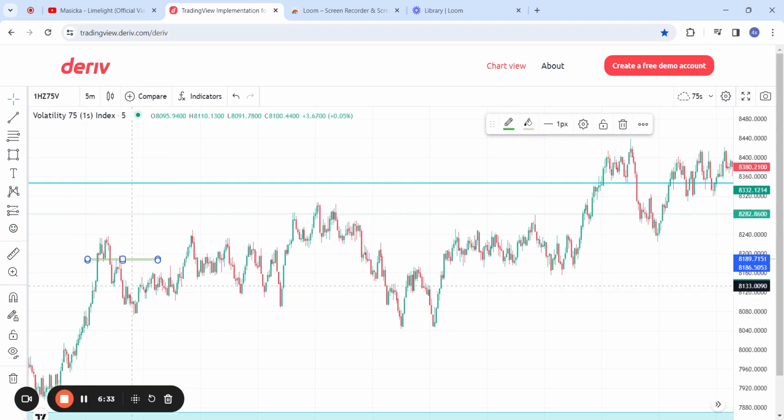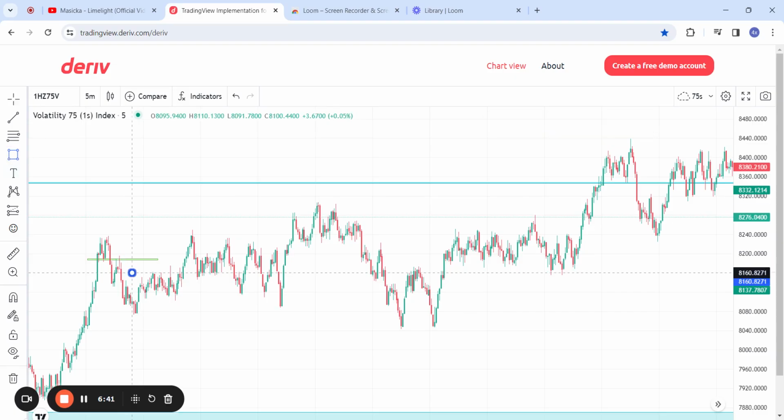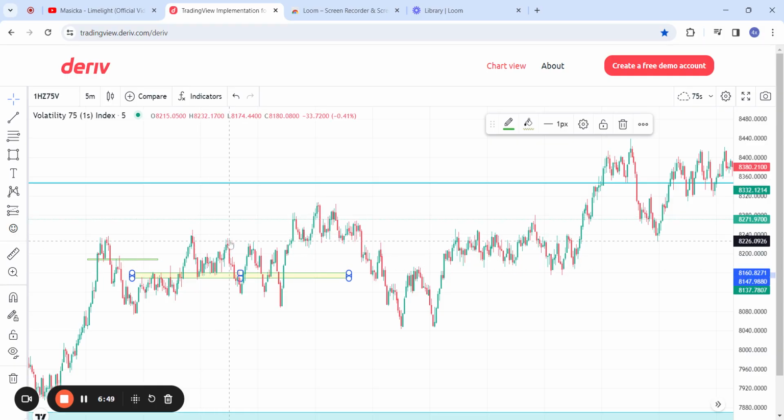How do we know this trend is done? Lower low, lower high, lower low, lower high, lower low, boom. Structure area. And then we see it break above, push down, boom, and then it's gone.